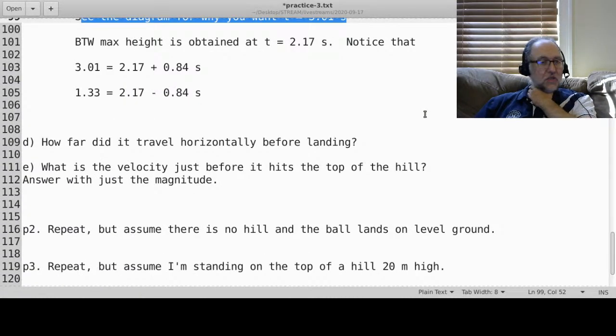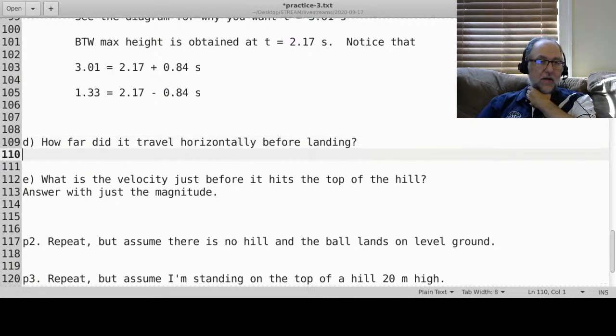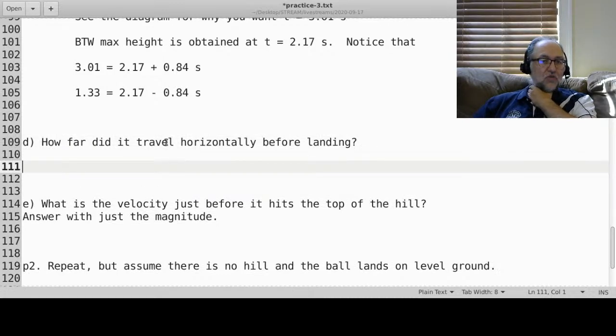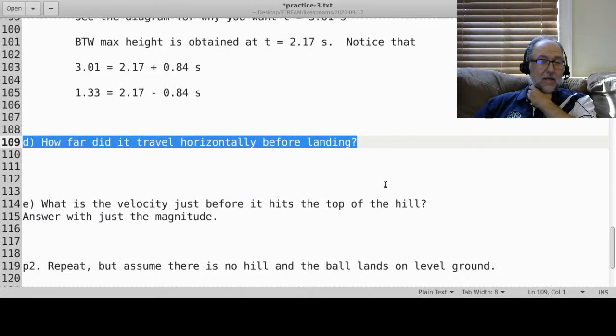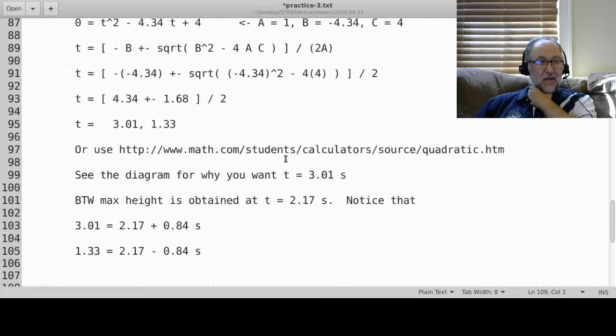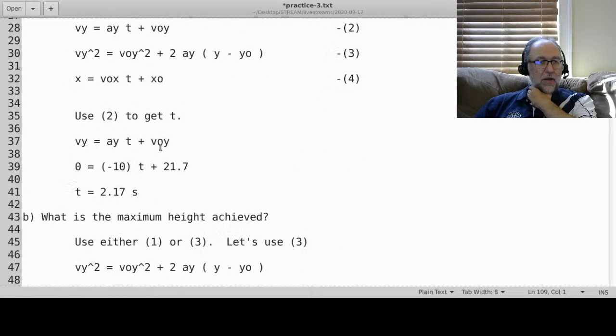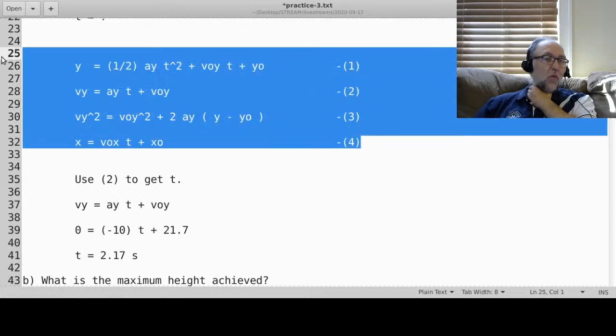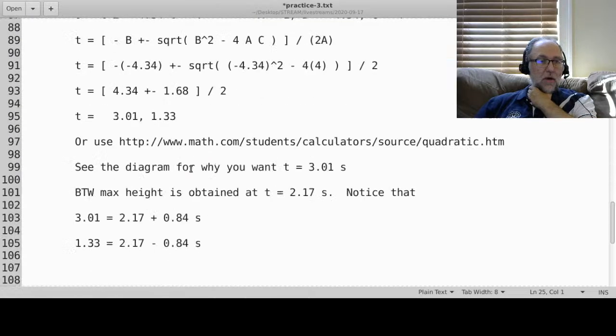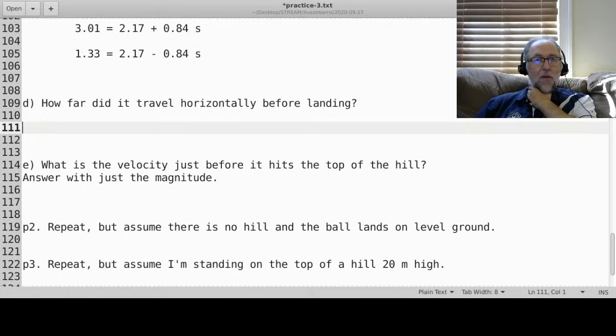Well, let's answer the next two questions. It's pretty straightforward after here. How far did it travel horizontally before landing? So what is that? Horizontal is x information. In other words, I want to find how far it went horizontally. And back to our equations here, there's only one that has horizontal information. It's number 4. Okay, so we want to use number 4.